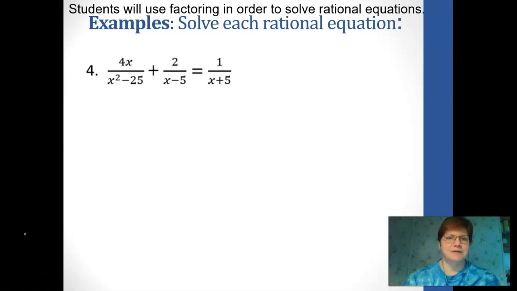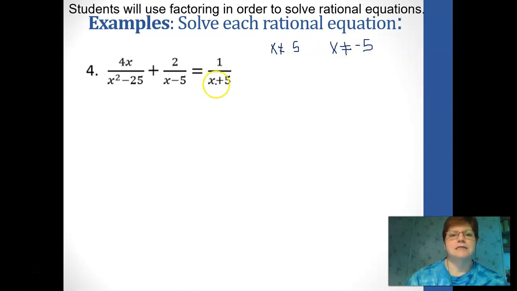So let's look first off, are there any undefined moments here? Well, of course there's an undefined moment. X can't be positive 5 because positive 5 minus 5 would be 0. The other thing x can't be is negative 5 because x plus 5 would be 0 if x was negative 5.